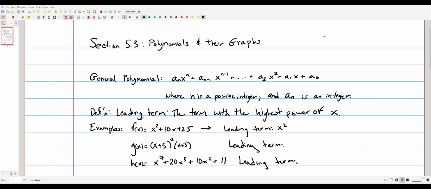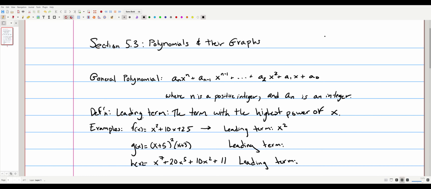We have a few examples here. We have x squared plus 10x plus 25, which you guys know is a parabola. But because this also fits into our definition of a general polynomial, a parabola is also a polynomial. And we have a couple other examples here.